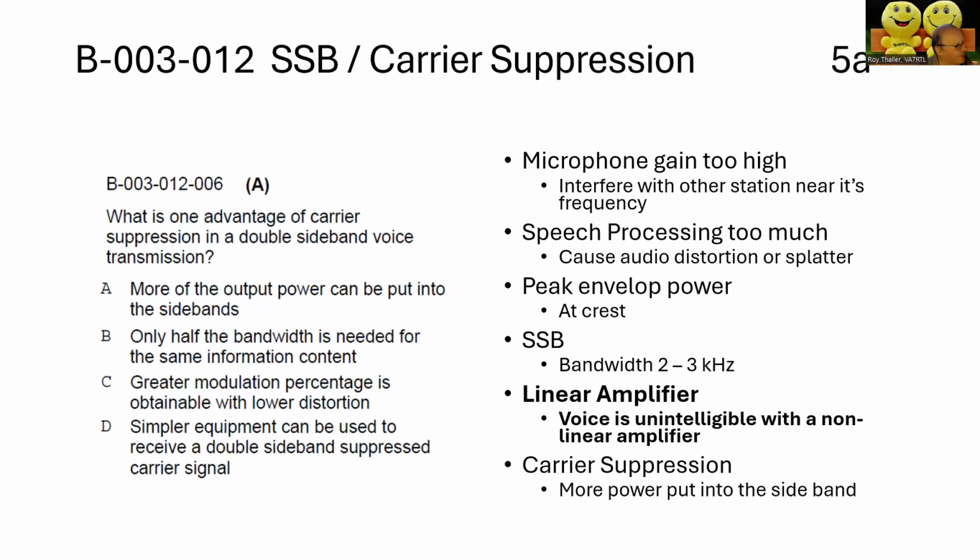What is one advantage of carrier suppression in a double sideband voice transmission? So more of the output power can be put into the sidebands. A is the correct answer.